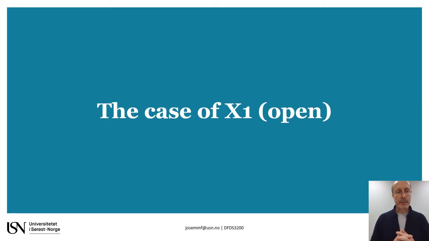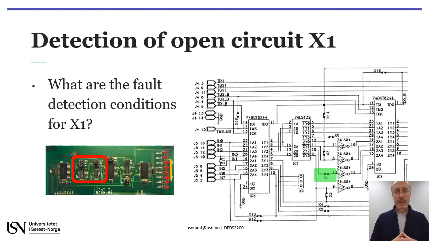To conclude, let's look at the case of open fault X1. In this case, we can assume that an inverter with a floating input will take it as a logic 1, because this is TTL bipolar technology. So we can only detect this fault if we drive a 0 from the corresponding output of IC1. And again, we have to find out what logic values shall be driven to the boundary scan outputs of IC3 and what will be the expected responses at the boundary scan inputs of IC4.